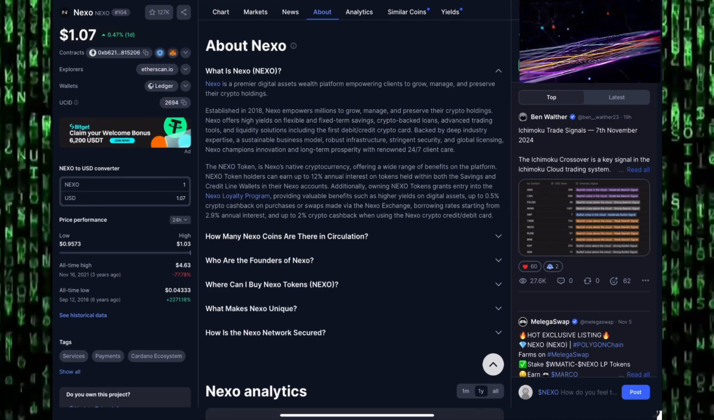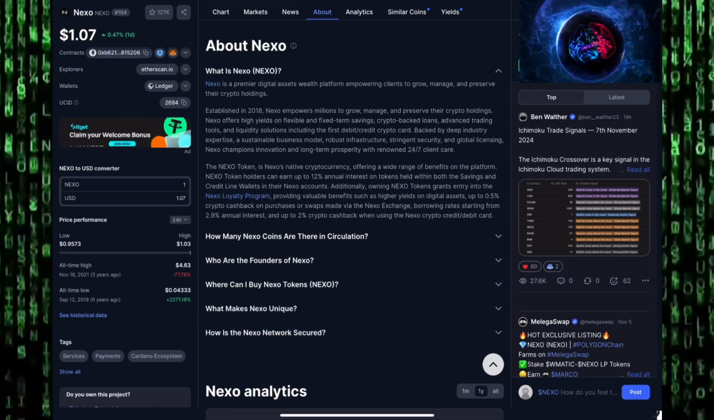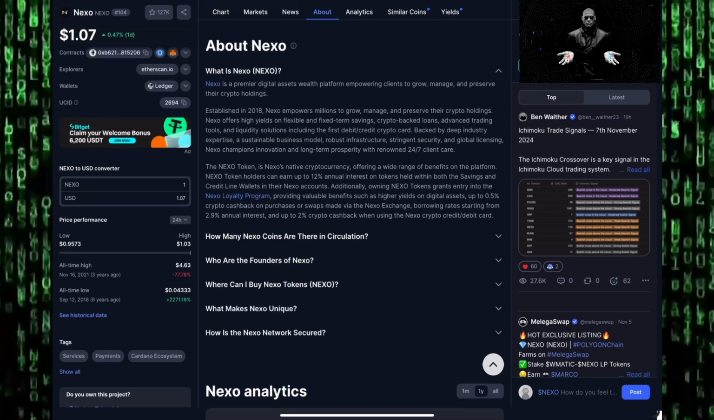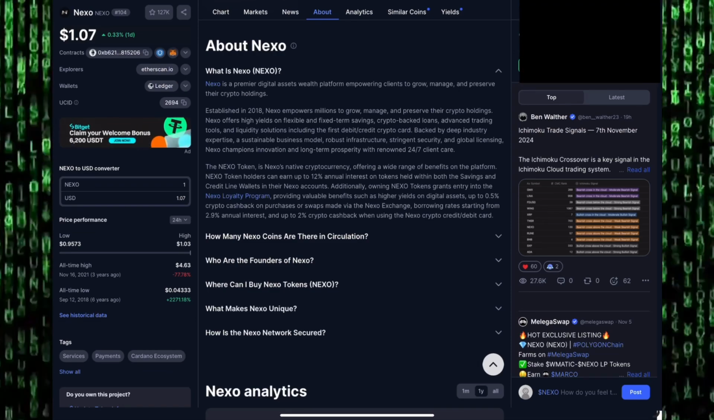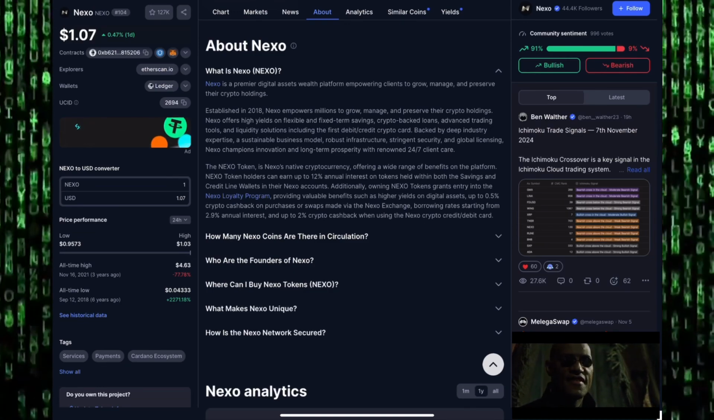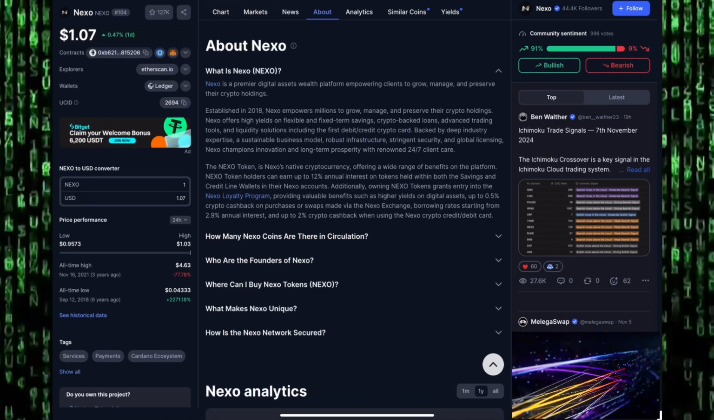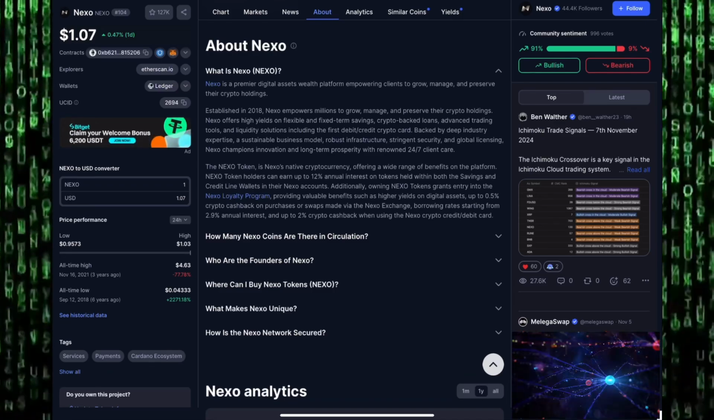Additionally, owning Nexo tokens grants entry into the Nexo loyalty program, providing valuable benefits such as higher yield on digital assets, up to 0.5% crypto cash back on purchases or swaps made on the Nexo exchange. Borrowing rates start from 2.9% per annum, and up to 2% crypto cash back when using the Nexo credit debit card.